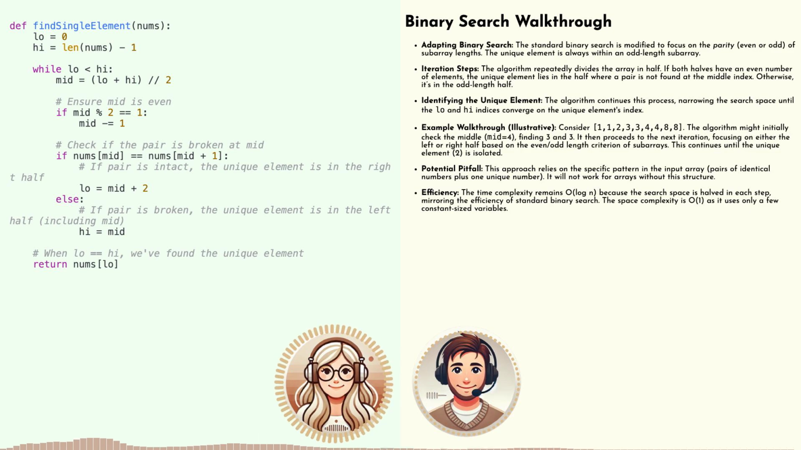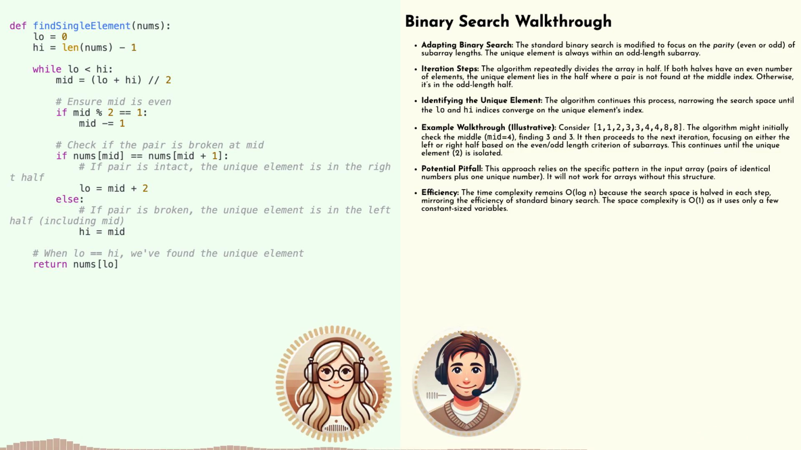Exactly. We do that by moving our low pointer. Where would you move low to? Well, we want to move it past the matching pair, so I'd move low to mid plus 2, which would be index 7. You got it. Now our search space has shrunk. Low is at index 7, and high is still at index 10.